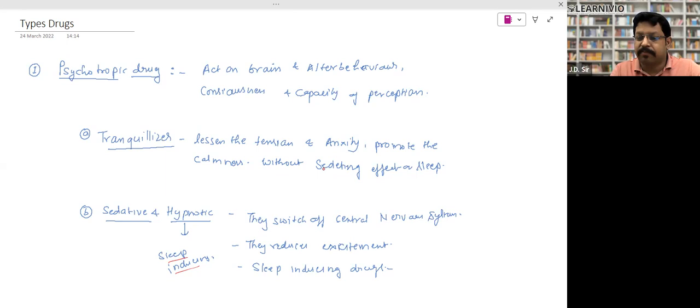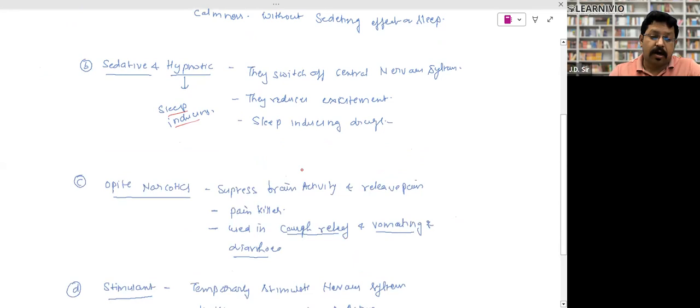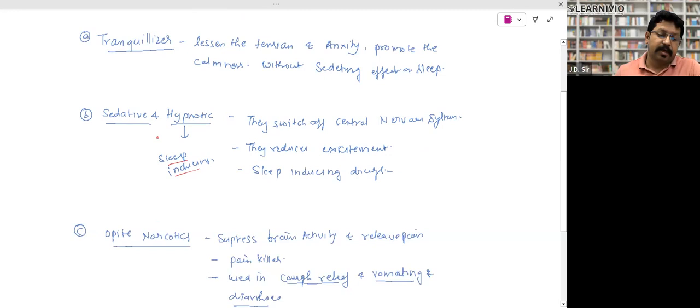Then sedative or hypnotic drugs. From the word sedative itself, it is clear: it means sleep. It induces sleep, right? They switch off the central nervous system. The nervous system gets switched off. They reduce excitement. They are sleep-inducing drugs. For those who are mad kind of people, we can give them these, right? Then opiates or narcotics.